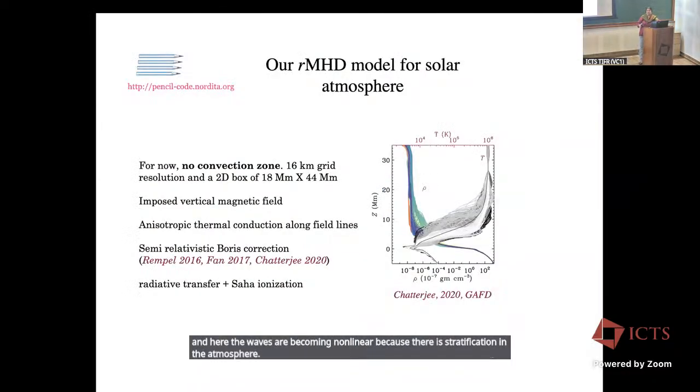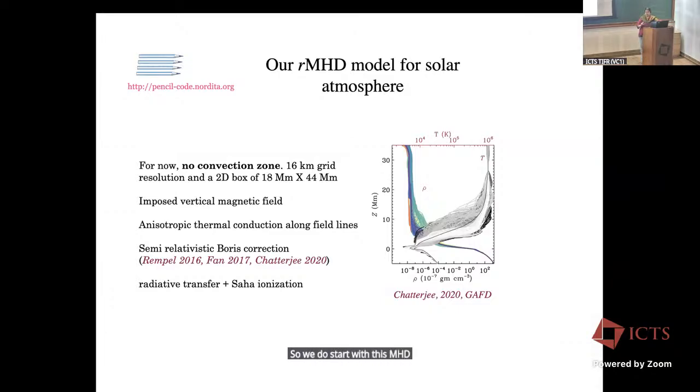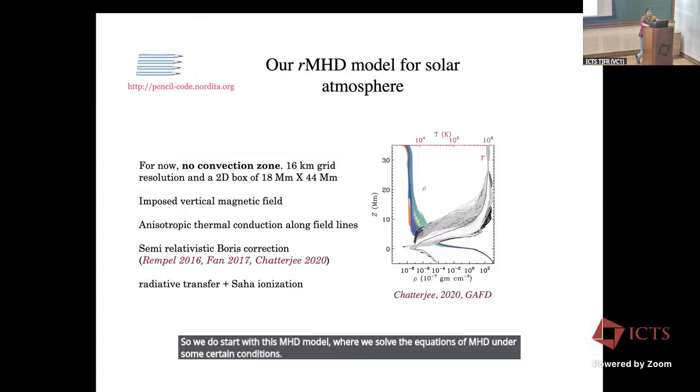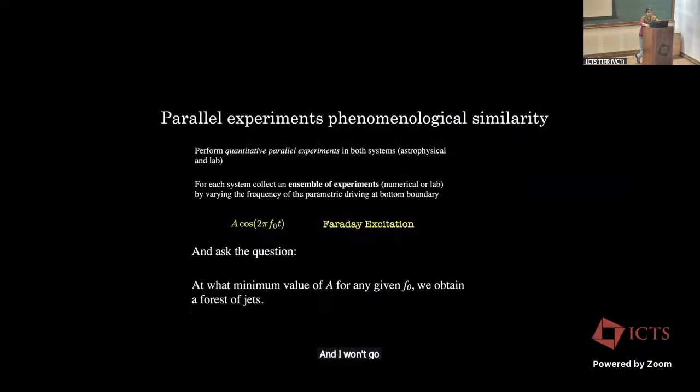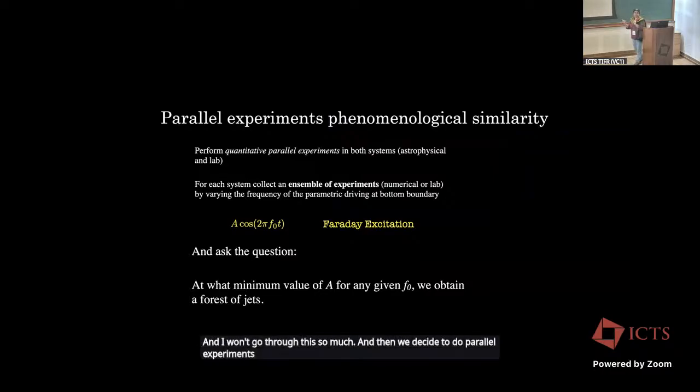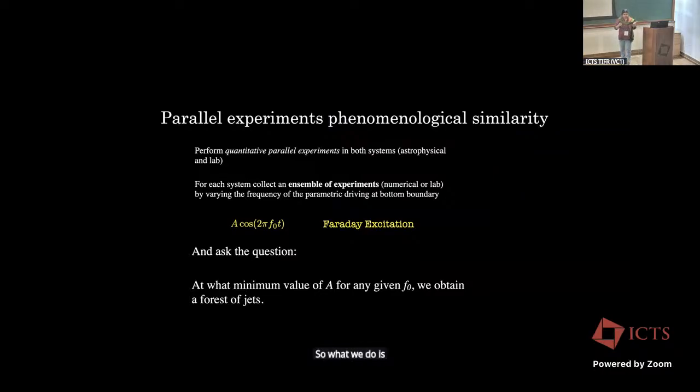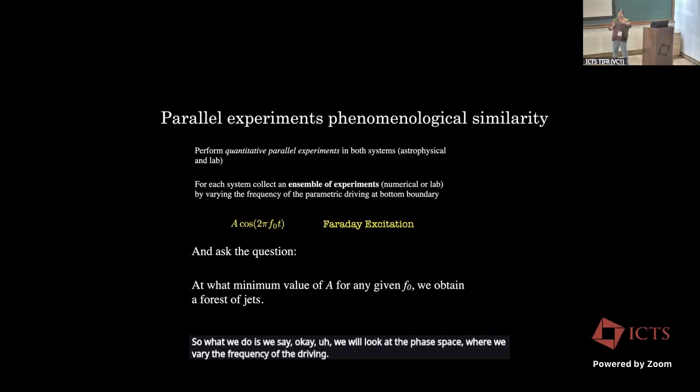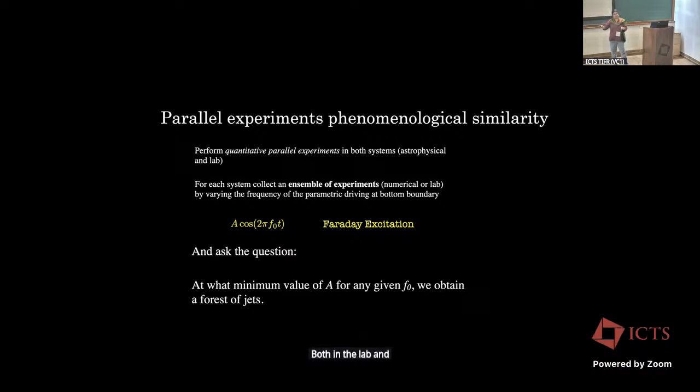So we start with this MHD model where we solve the equations of MHD under certain conditions, and I won't go through this so much. And then we decided to do parallel experiments in both systems. We look at the phase space where we vary the frequency of the driving, both in the lab and in the MHD simulation.